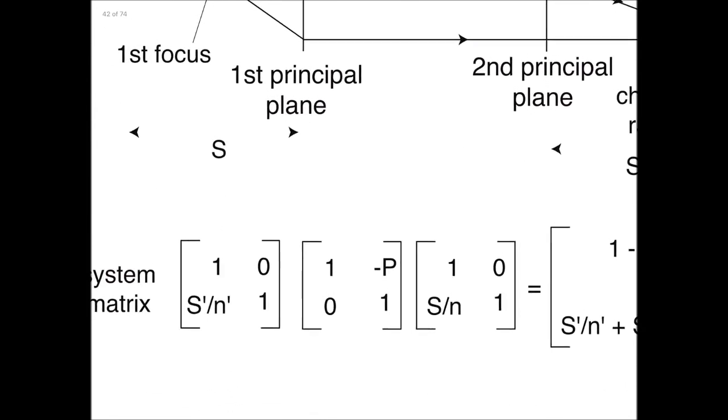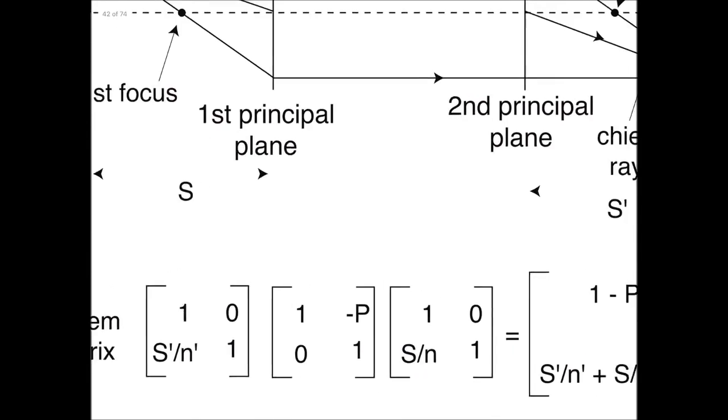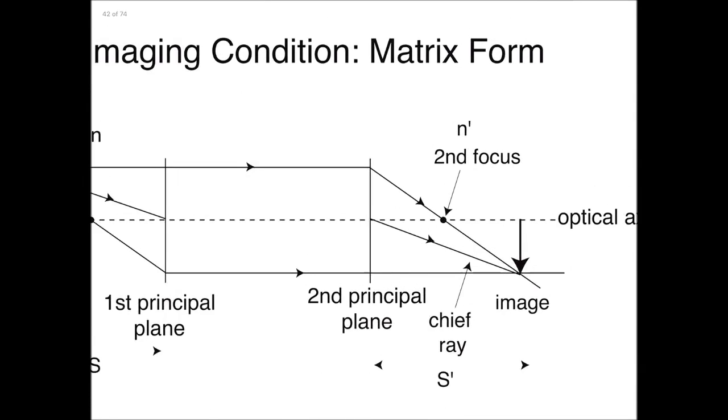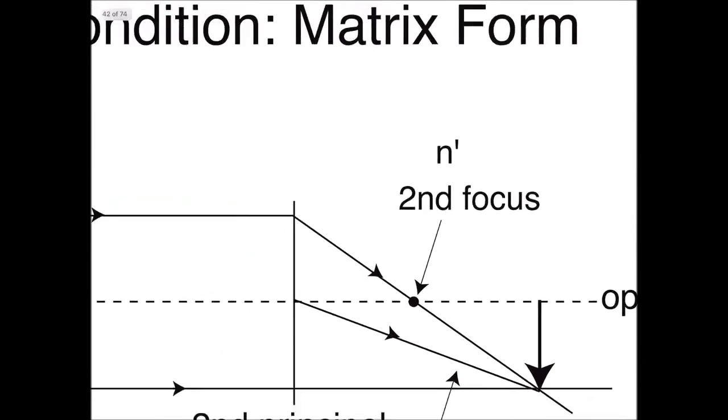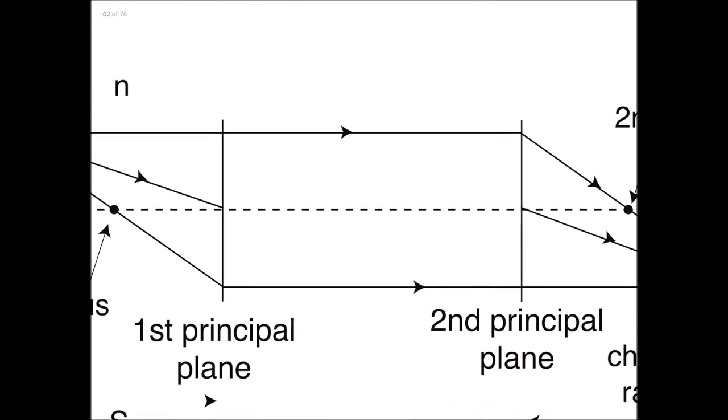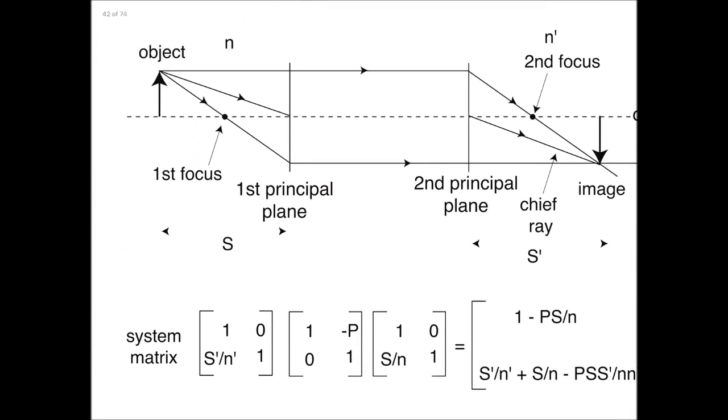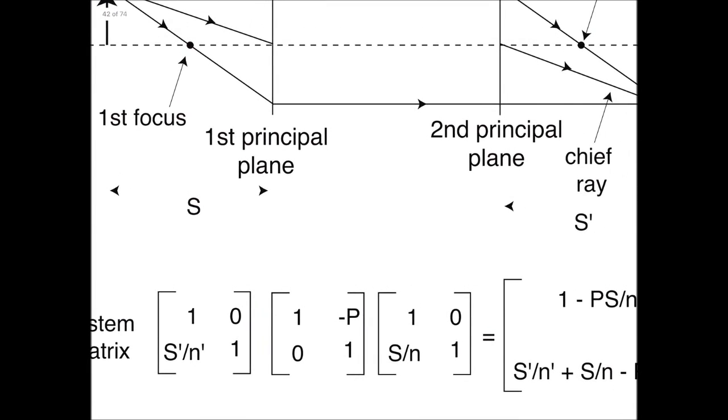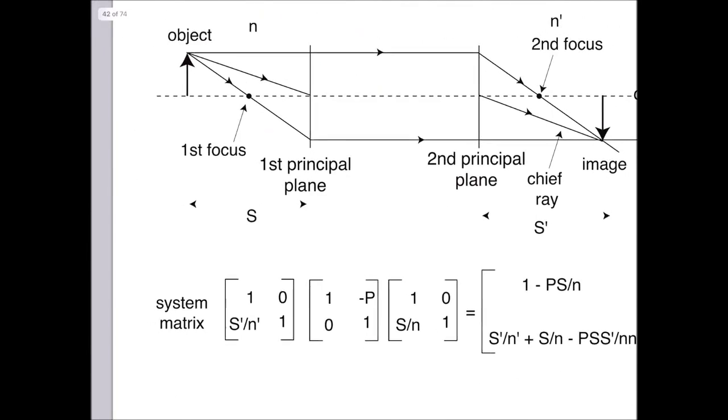So we have written that over here, and because this is a very general case, we have different refractive indices, n prime and n. The free space propagation matrix, or the translation through a uniform medium matrix, was 1, 0, d0 over n, 1. So d0, 1 here becomes s prime over n prime, 1 for the first case.